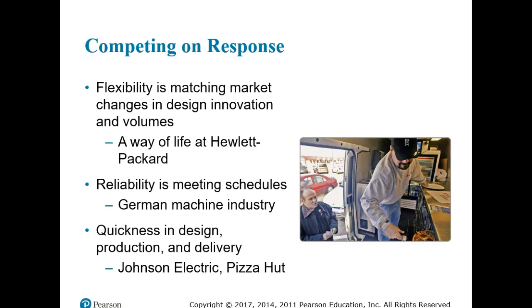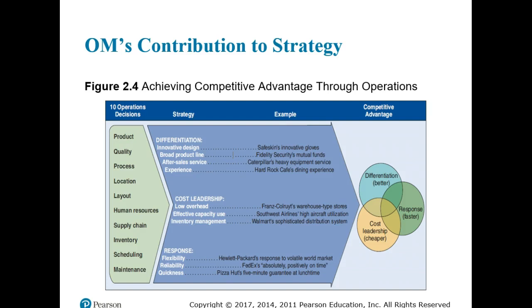So whether it is a production system at Johnson Electric or a pizza delivery in 5 minutes by Pizza Hut, the operations manager who develops systems that respond quickly has a competitive advantage. So it's important in today's market. In practice, differentiation, low costs, and response can increase productivity and generate a sustainable competitive advantage. Proper implementation of the 10 decisions by operations managers will allow these advantages to be achieved.